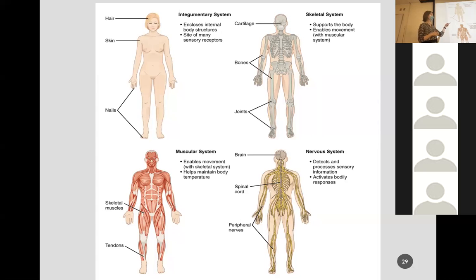Onto the nervous system. The main parts of the nervous system are going to be the brain and spinal cord. So those are the two main parts. There's also all these nerves coming off of the spinal cord. So we have nerves going into pretty much every part of our body. The nervous system both detects and responds to sensory information. That's the point of the nervous system.